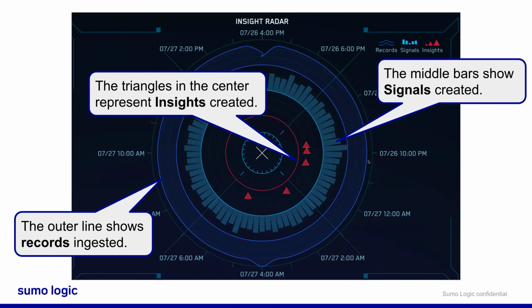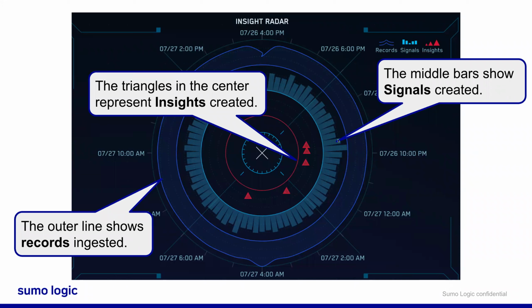Now, the innermost circle, that's really what we're mostly interested in, because this represents the insights that have been correlated from those signals. A triangle can represent 2 or more insights if they were generated at the same time. We'll see that hands-on in a moment, but I wanted to show this.